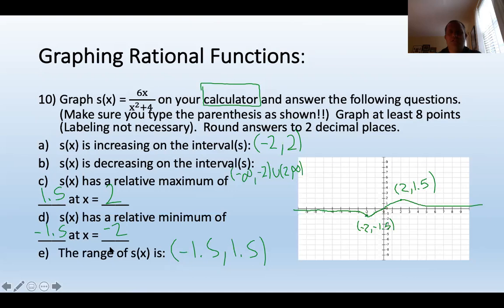The range of S of x is all possible y values of the function. You see the graph never goes below negative 1.5, and it never goes above positive 1.5. So from negative 1.5 to positive 1.5 is your range. So you put parentheses, negative 1.5, comma, 1.5, parentheses.